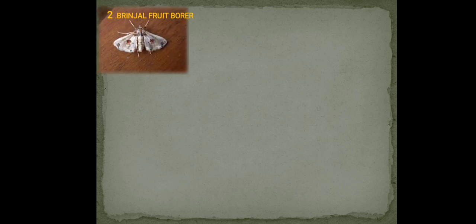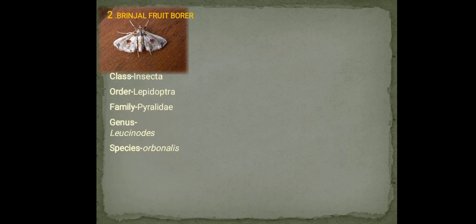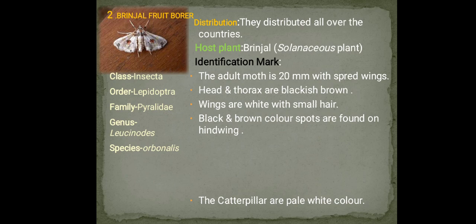In this diagram we see the actual brinjal fruit borer. The host plant of this brinjal fruit borer is brinjal. We see the systematic position of this brinjal fruit borer. It also belongs to class Insecta and order Lepidoptera, genus Leucinodes and species orbonalis. We see the distribution of this fruit borer. They are distributed all over the countries. The host plant is brinjal, which belongs to the family Solanaceae.